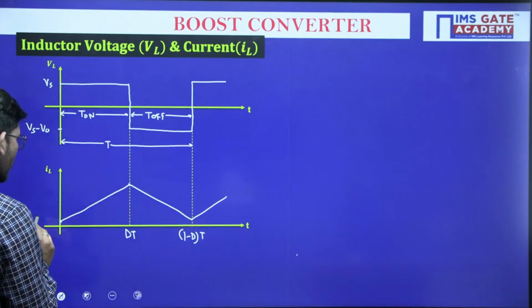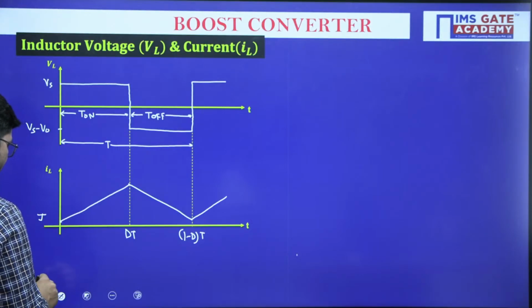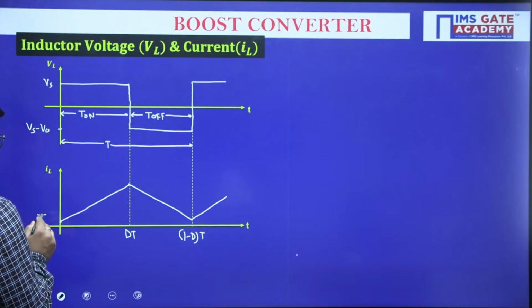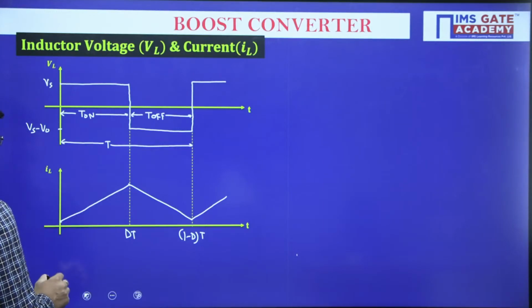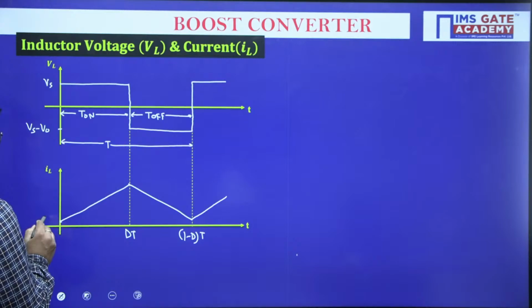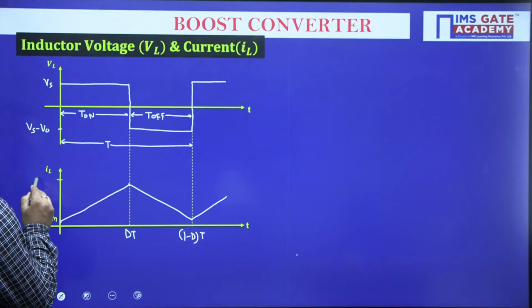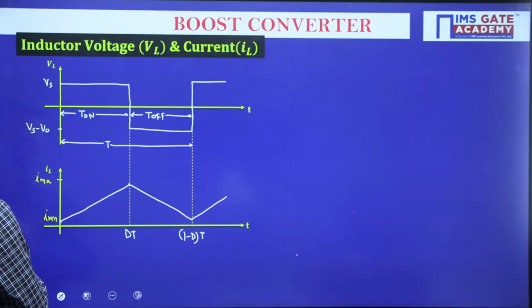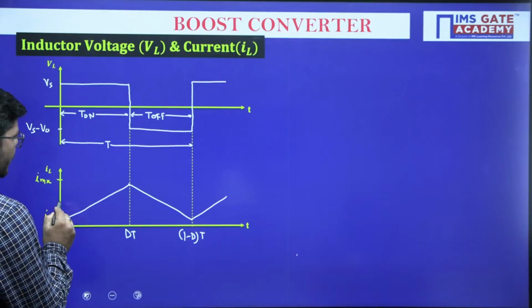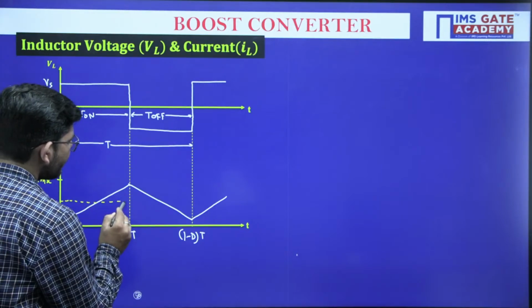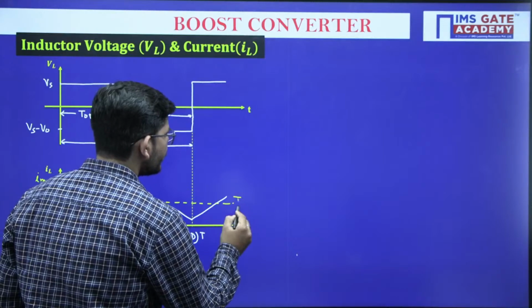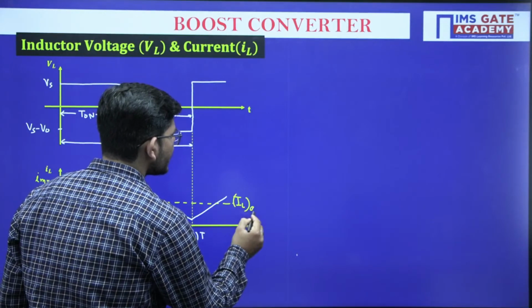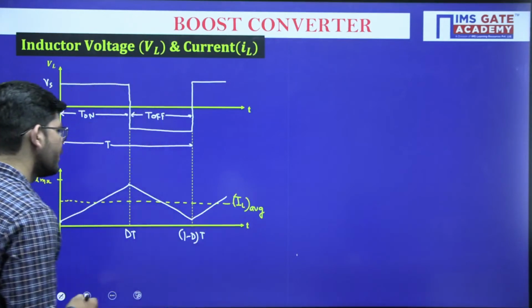Okay, let me call this current the I minimum current. As it is continuous and it is varying linearly, I can assume that it is varying from a certain minimum value to a maximum value. So this is I minimum, and this value that we have will be I maximum. Okay, and if I am talking about the average value of inductor current, this will be the average inductor current, IL average.